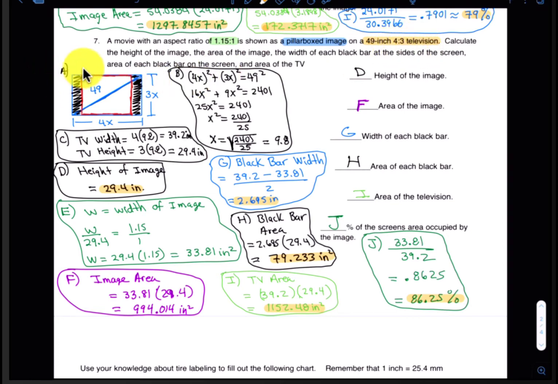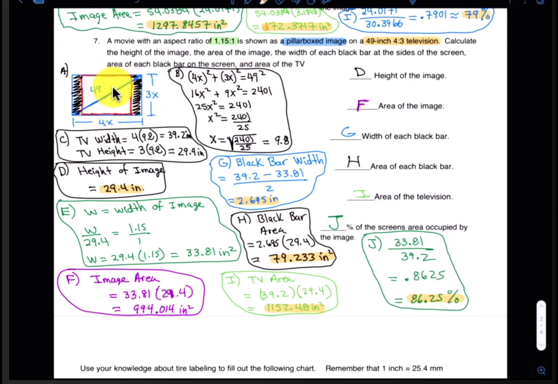So in step A, we draw the picture. We know the pillar boxes are on the left and the right side, and they're vertical. We have a screen that's 49 inches, so that's the diagonal. And the aspect ratio of the television is 4 to 3, so we have 4x on the bottom and 3x on the side.